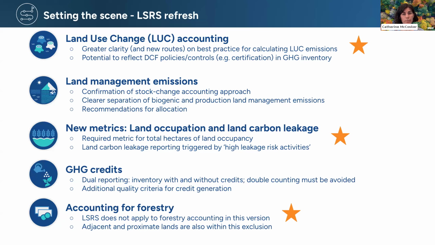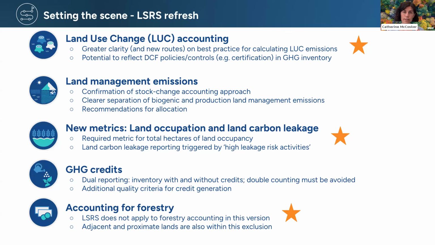There's more information on land management emissions, confirmation that they're asking for a stock change accounting approach, and that they're looking to separate biogenic and production land management emissions, and they provide a number of recommendations for how you allocate these emissions. There are some new metrics, land occupation and land carbon leakage, the latter of which you are only required to report if you are conducting certain activities they call high leakage risk activities.